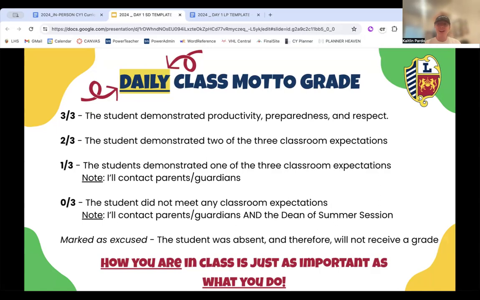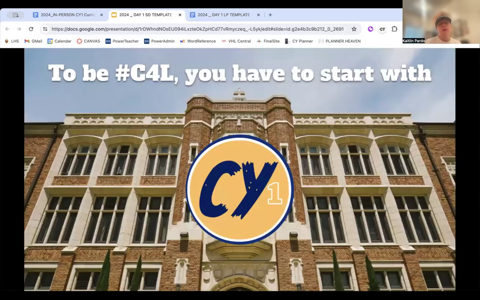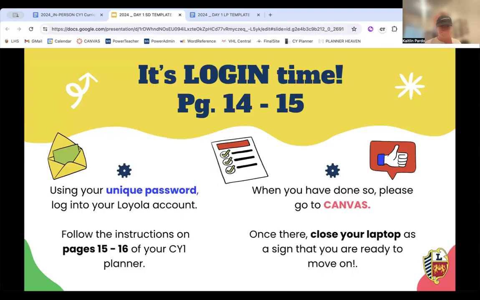So again, how you are in class is just as important as what you do. Excellence, therefore, is a habit. How you are is a habit. And so we really want you to embrace these 3 things. We have this saying: to be C4L, a cub for life, you have to start with CY1. So this is the very beginning of your story. And in that, we love to have those really powerful, amazing beginnings. So let's go ahead and begin with something that's a little anticlimactic, but so important.